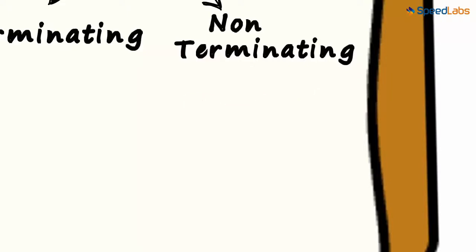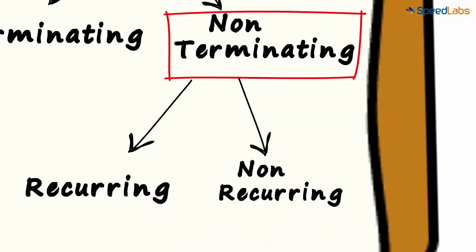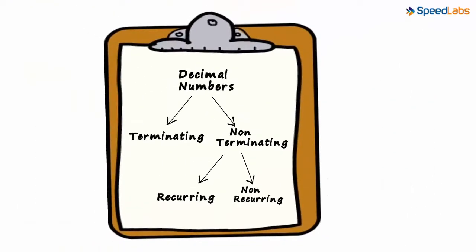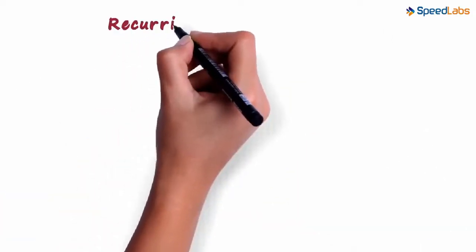Non-terminating decimal numbers are classified into two types: recurring and non-recurring. The non-terminating decimals are called recurring if there is a set of digits after the decimal point that repeats forever. And they are called non-recurring if there are no sets of digits after a decimal point that repeat forever. In this video, we will be looking at this category: non-terminating recurring decimals. We can also call them recurring decimal numbers.